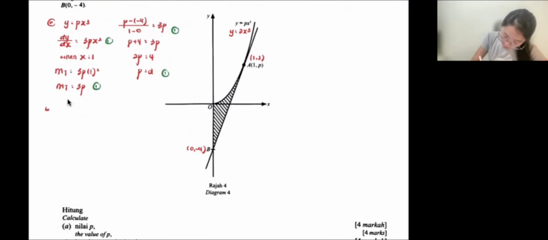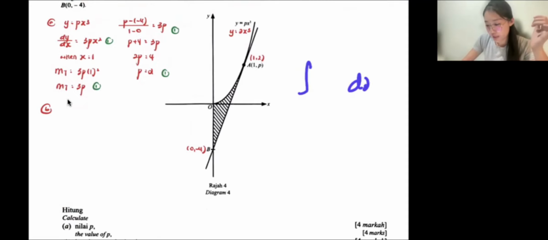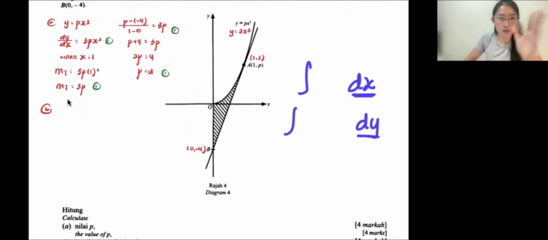Area of shaded region over here. You have to decide which limit to use first, your x limit or your y limit, which means at the back of your integration, you're going to write dx or dy. If you're using limits of x, then you write dx. Limits of y, then you use dy. So how do we find here?